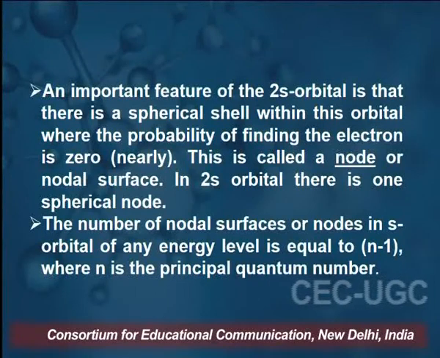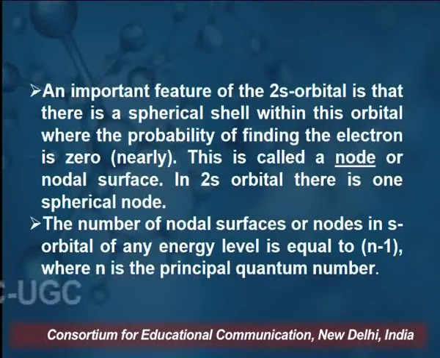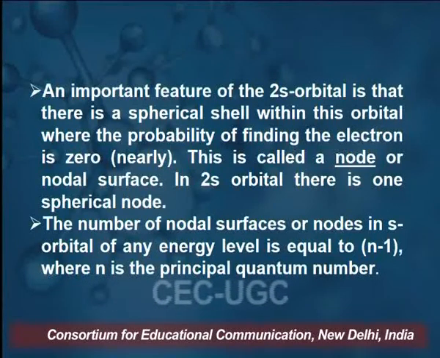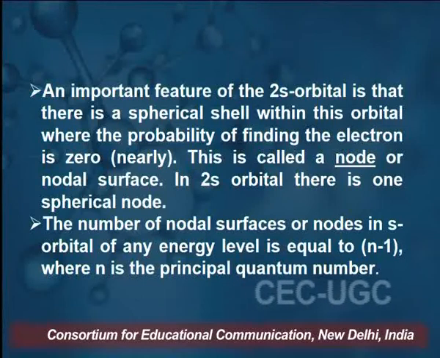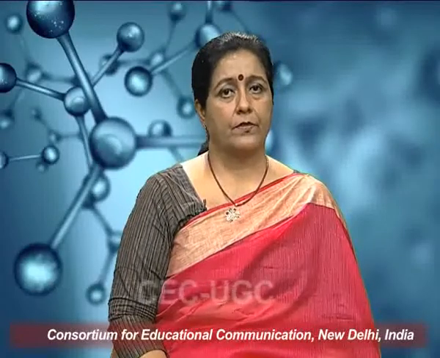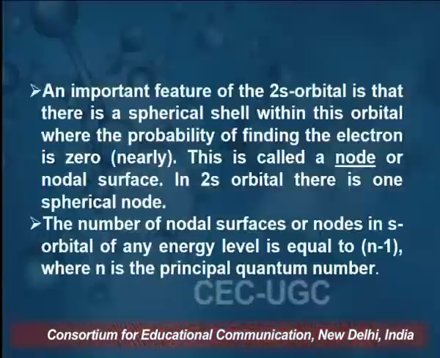An important feature of the 2s orbital is that there is a spherical shell within this orbital where the probability of finding the electron is nearly 0. This is called a node or the nodal surface. In the 2s orbital, there is one spherical node. The number of nodal surfaces or nodes in an s orbital of energy level n is equal to n minus 1, where n is the principal quantum number.